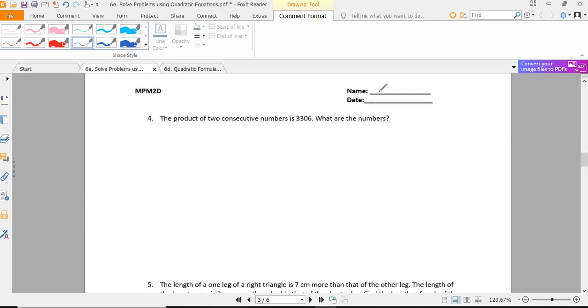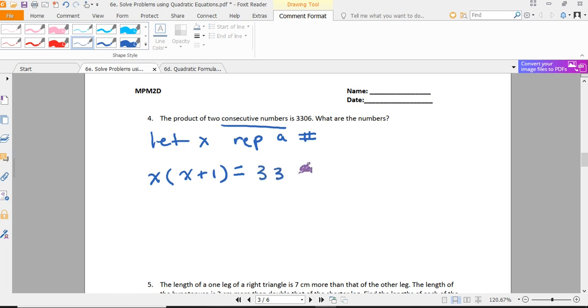The product of two consecutive numbers is 3306. Consecutive means one after another. So we'll let x represent a number, which means I have x, and then what is the consecutive number? Well, it's just one higher, right? So x times x plus 1 is equal to 3306. What are the numbers? Again, I can expand, move the 3306 to the other side, and either try to factor or use the quadratic formula.